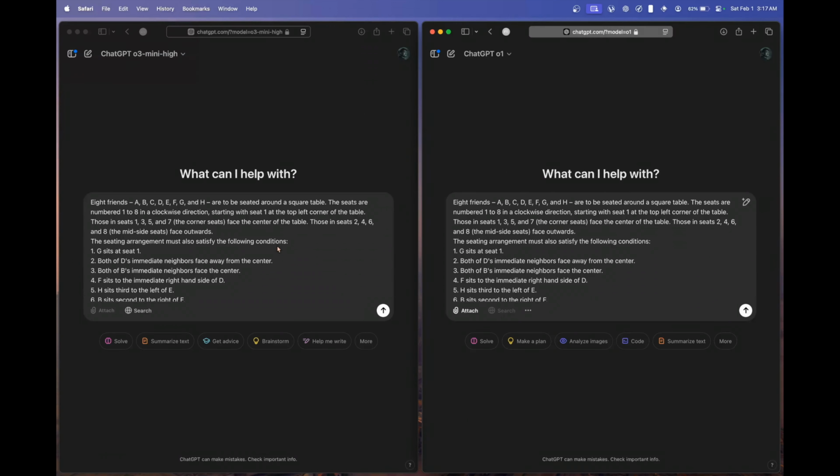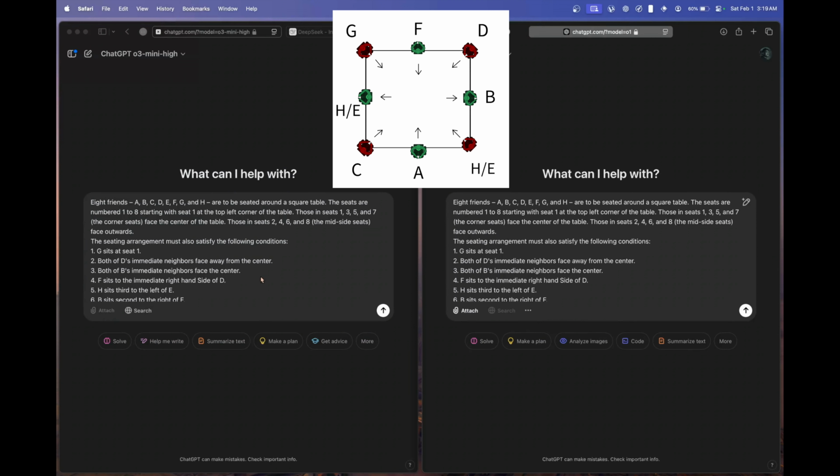Okay, so this is the seating arrangement question, the toughest question from my previous test bench, and the diagrammatic solution of this question will be visible to you. Meanwhile, let me read a few lines of this. 8 friends A, B, C, D, E, F, G and H are seated around a square table. The seats are numbered from 1 to 8, starting from seat 1 at the top left corner of the table. Seats 1, 3, 5 and 7 are the corner seats, and those sitting there face towards the center of the table, as you can see in the image as well.